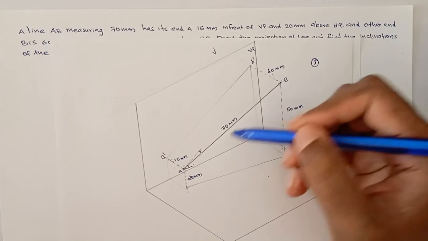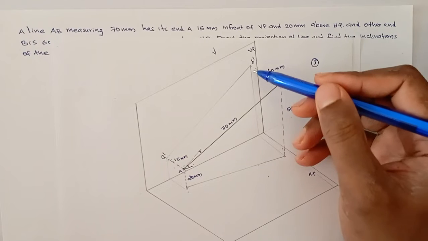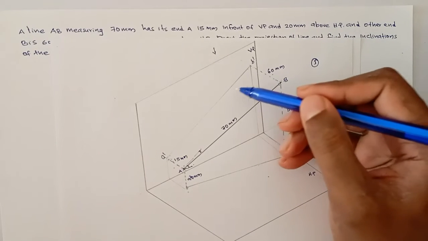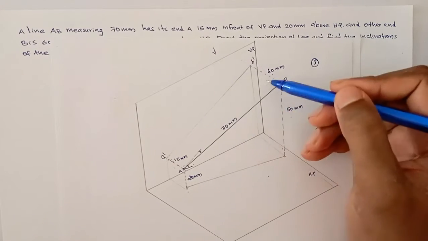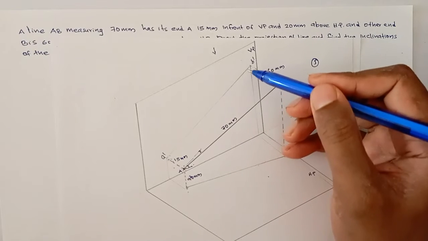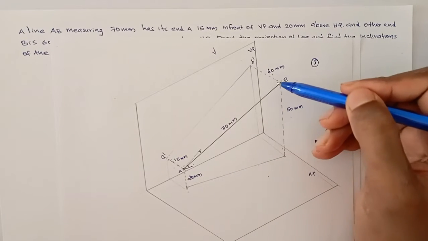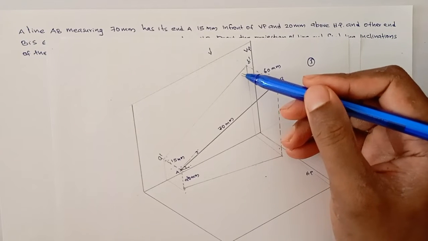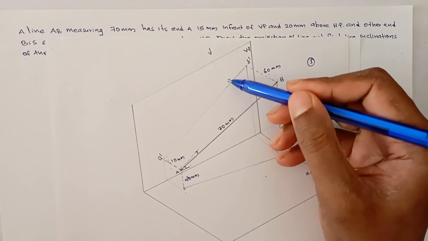Why is that? Because the line is not parallel to VP. If the line is parallel to VP, then only you get the true length in that projection, right? If the line is parallel to VP, you will get a true length in the front view. Here the line is making an angle with VP, so the front view will be in reduced length. So we don't know the length of the front view.